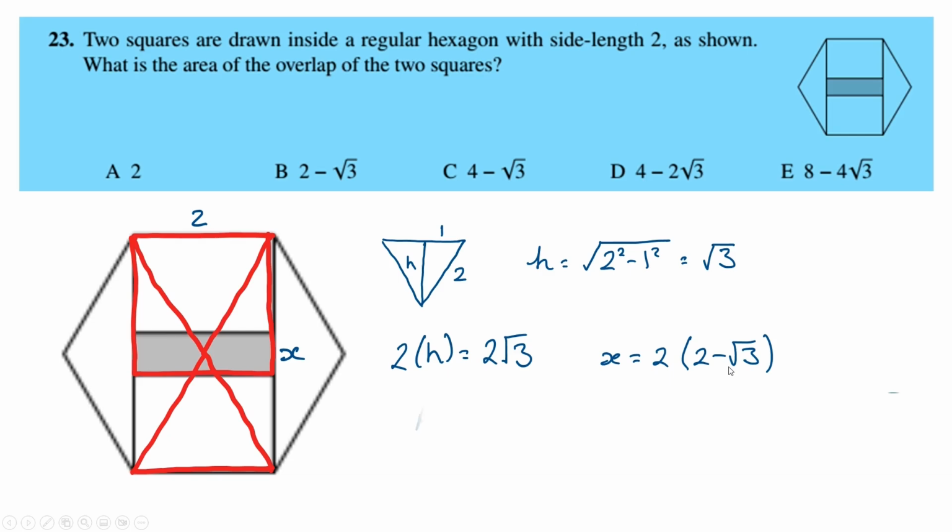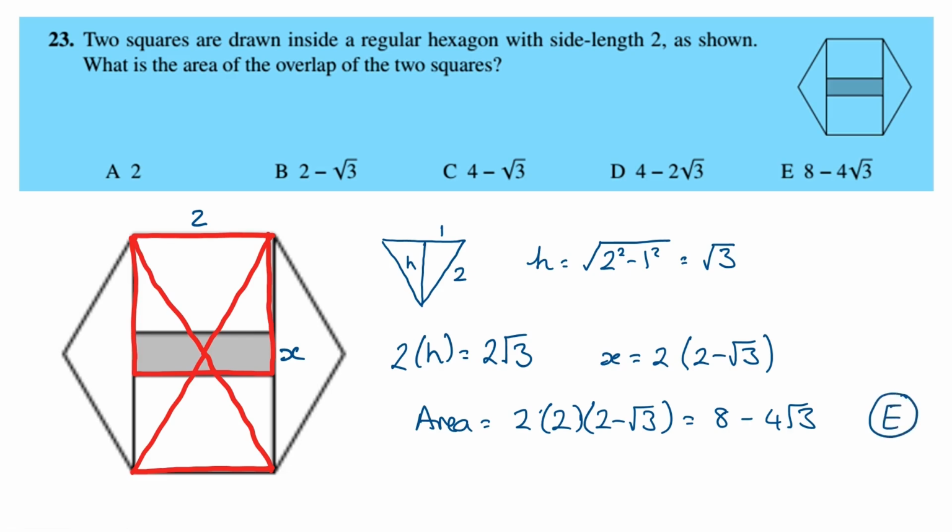So the area is just therefore 2, which is the base, times the 2, times the other 2 minus root 3, and that just gives me 8 minus 4 root 3. It's quite hard to describe that, but again, work your way through, it falls out quite nicely. Either way, the answer is up there. The answer is E, so I'm quite comfortable the answer to this one is going to be E.